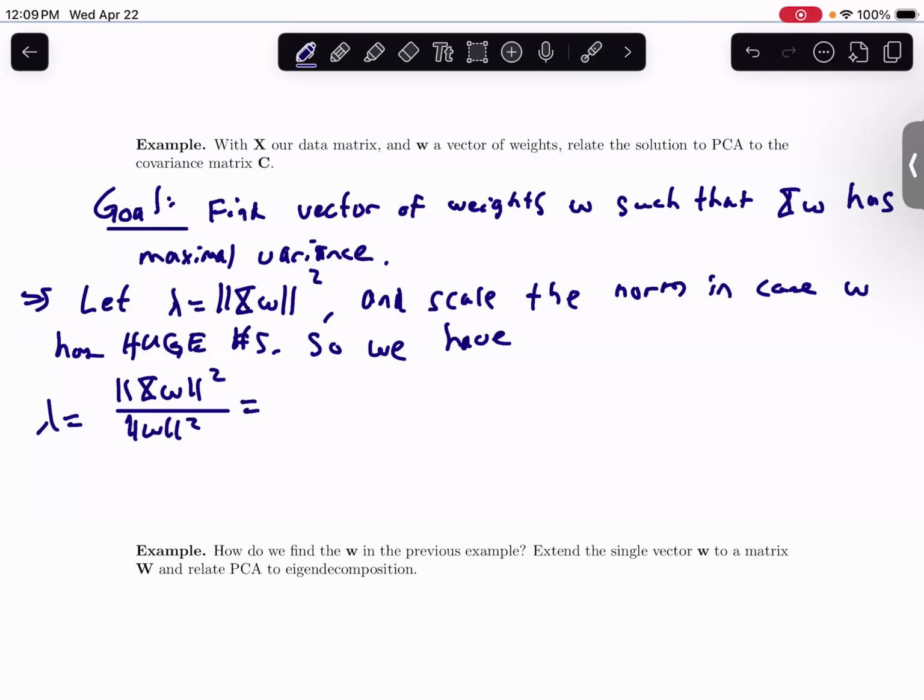And so what we can do here is express this square as a dot product. X times W is just a vector, so you can view this norm or magnitude squared as the dot product of XW with itself, which you can write as (XW) transpose times XW. And you can do the same with the denominator, where the magnitude of W squared is just W dotted with itself.